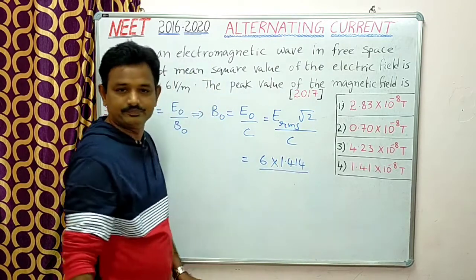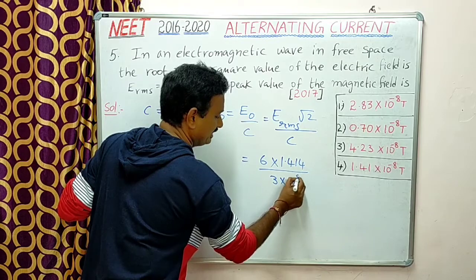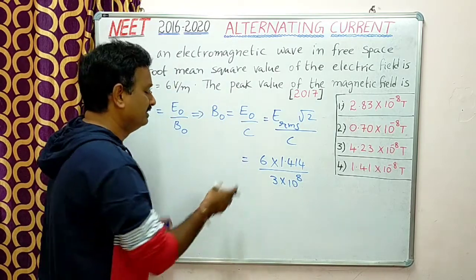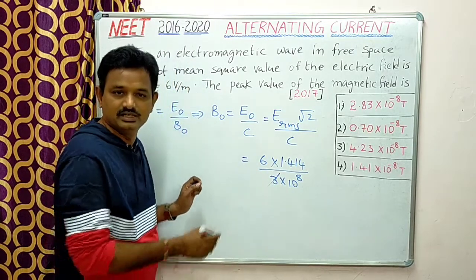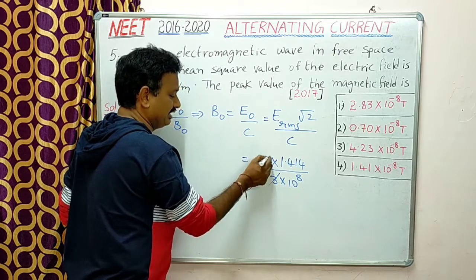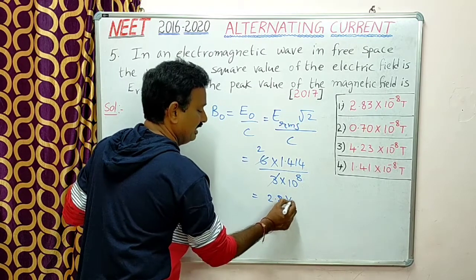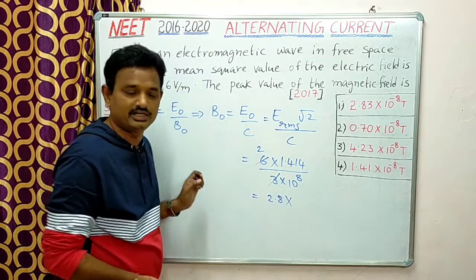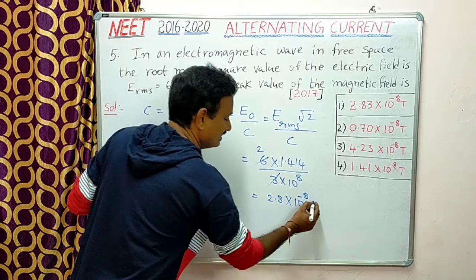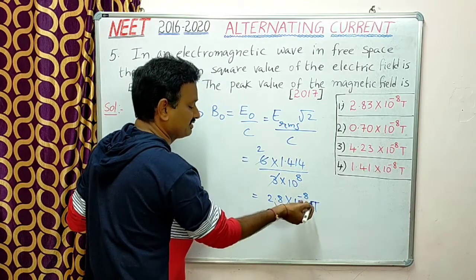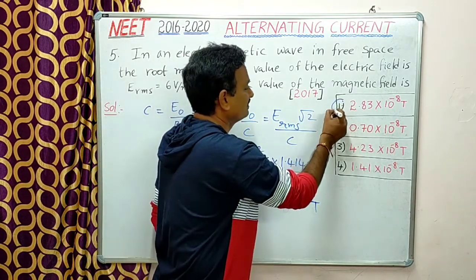That is 1.414 by C, and C means 3 into 10 power 8. So C means speed of light, you know that. So here if you calculate, if you cancel 6 with 3, you will get 2 here. So 2 into 1.4 means you will get 2.8 into, I will move this 10 power 8 to the numerator, I will get 10 power minus 8. So for magnetic field the unit is Tesla. I will get 2.8 into 10 power minus 8 Tesla. See, if you observe the options here, option 1 is the answer.